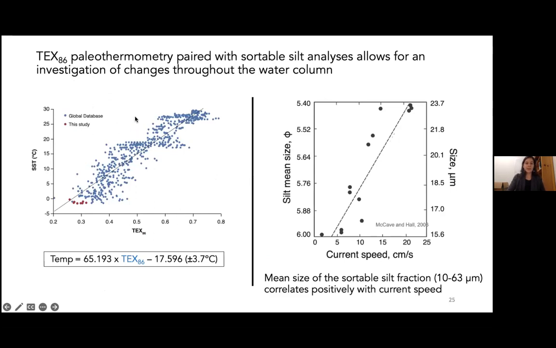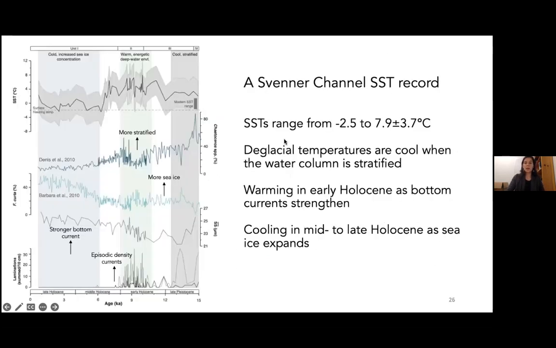I'm going to zoom ahead here. This is TEX86. I talked about this before. I'll also be using sortable silt to say something about changes throughout the water column. This is the equation converting temperature to TEX86 that I'm using for this research. And this is our record. So this is the TEX86 record.